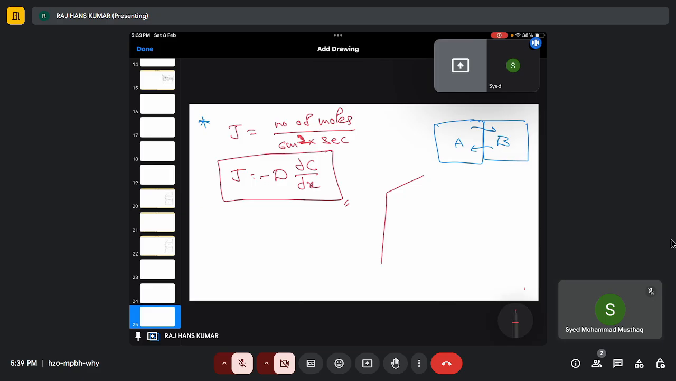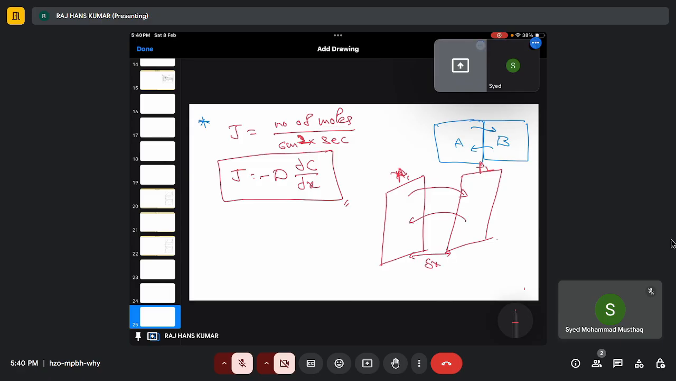Let's say this is my atomic plane A1. This is my atomic plane A2. So this is my P1 and this is P2. Now atoms are jumping from here to here, and here also to the here, and atoms can also jump from here to here. Now the distance between them is delta x.